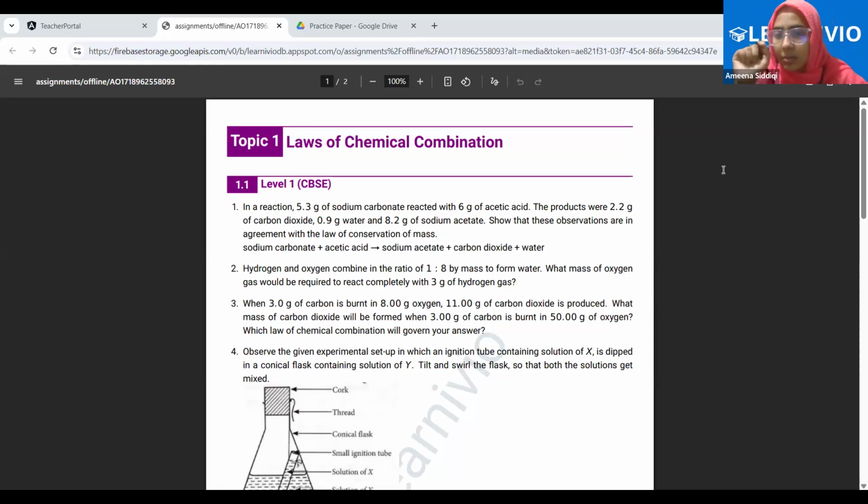What I was telling you is that whenever we are asked to show whether the reaction, whatever the question is, is in accordance with the law of conservation of mass or not, you just have to do one thing. Check whether the total mass of the reactants is equal to the total mass of the products or not. Is it clear? That's the only thing that you will check. So here, if you see the total mass of the reactants, what is it?